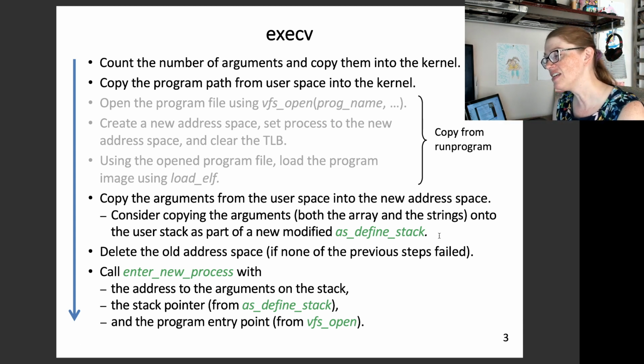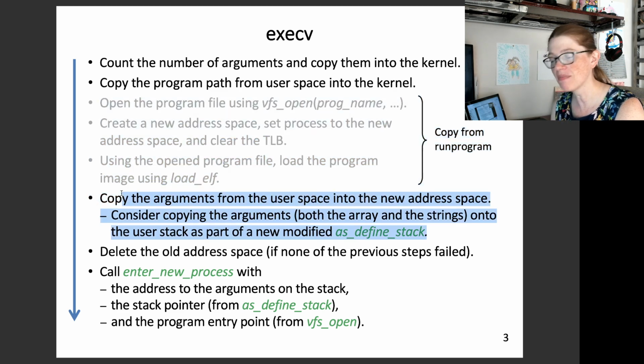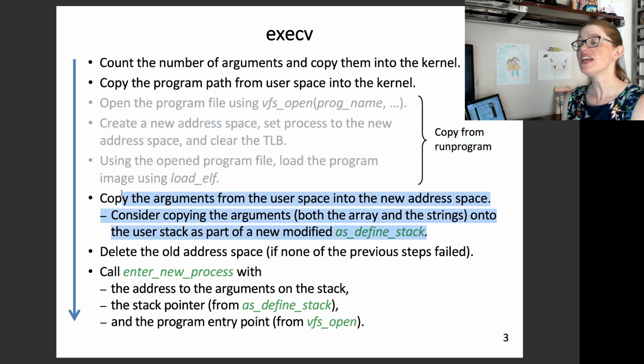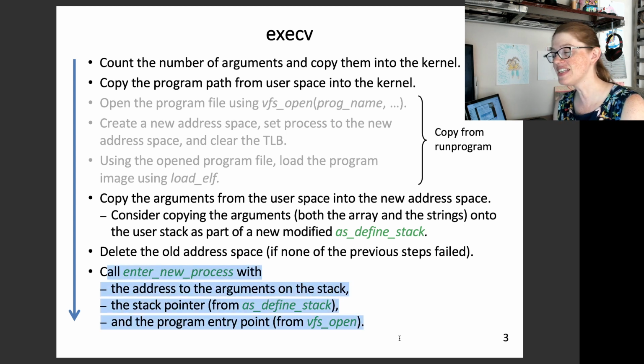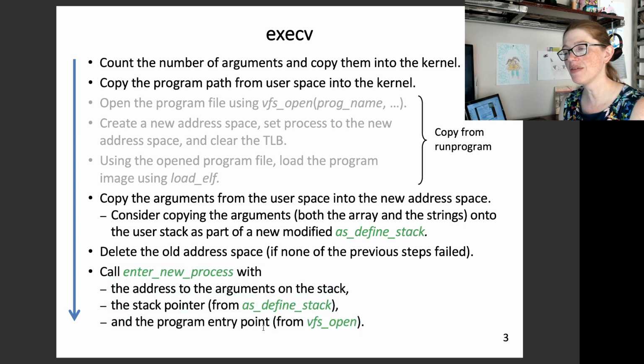At this point, we have the new address space completely set up for the new program, so we know that the old address space is not needed anymore, and so we're going to delete the old address space. And then we're going to call enter new process again with a slight change to the arguments to adjust for the fact that we have arguments on our stack, whereas in runprogram we didn't have arguments on our stack. So there you go. Execv and runprogram are actually quite similar.